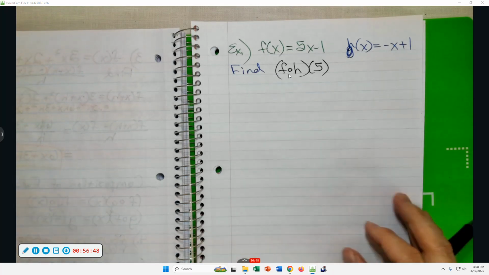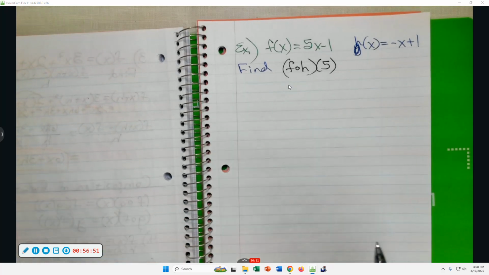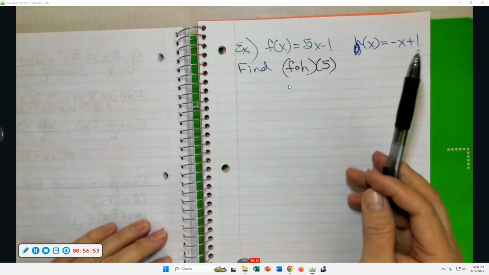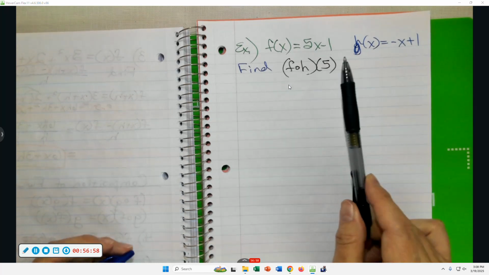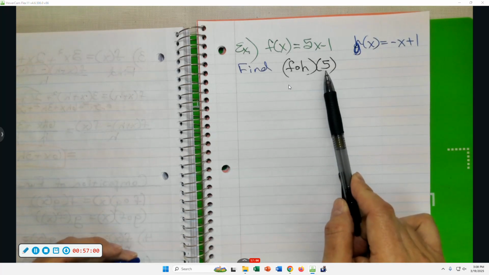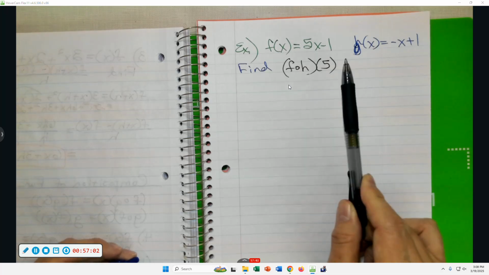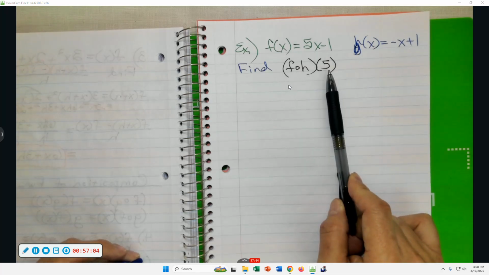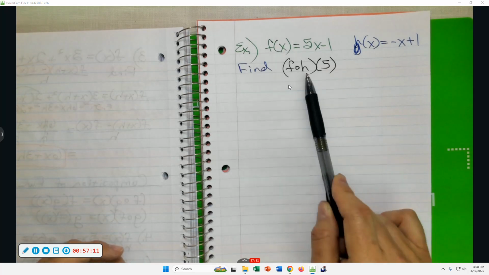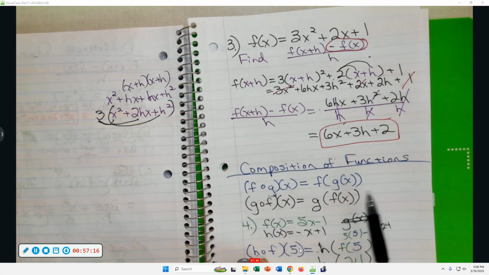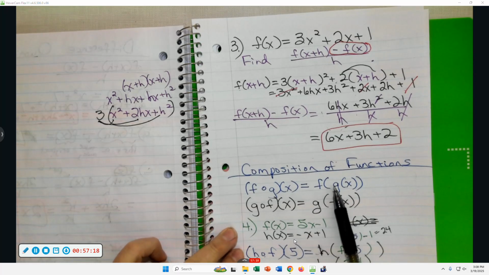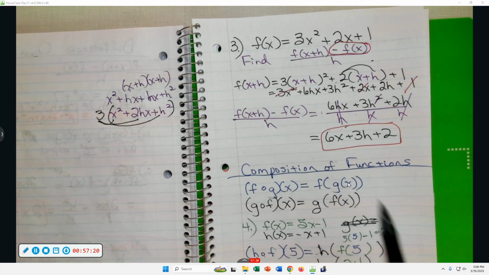In words, could you tell someone how you do this? Suppose you couldn't write and someone was asking you, how do I do this problem? You would say, take F and plug it into... take 5 and plug it into... where does 5 go? Oh, no. Remember how it works. It's X goes in, you're working your way inside out.